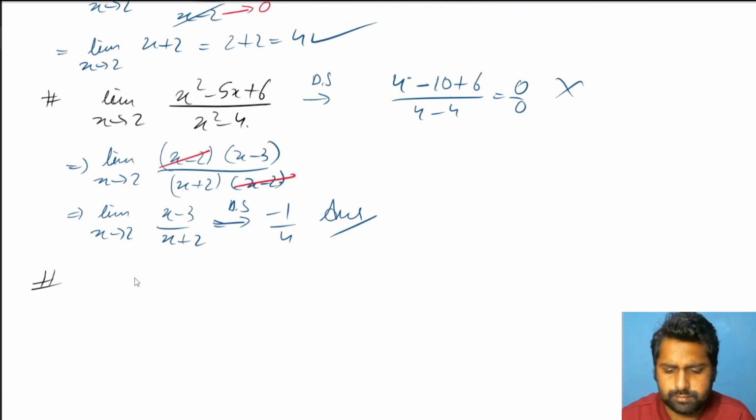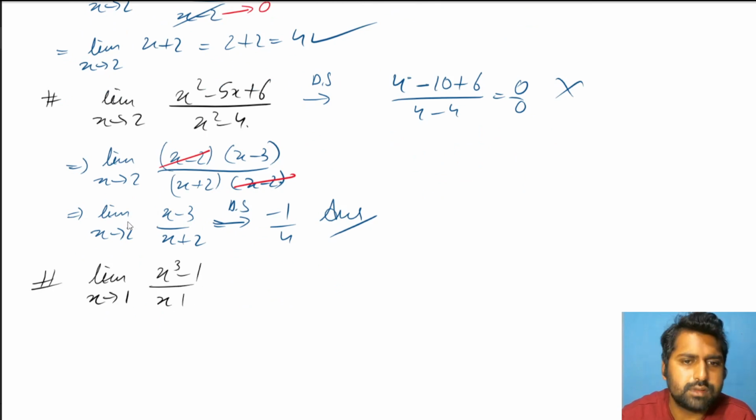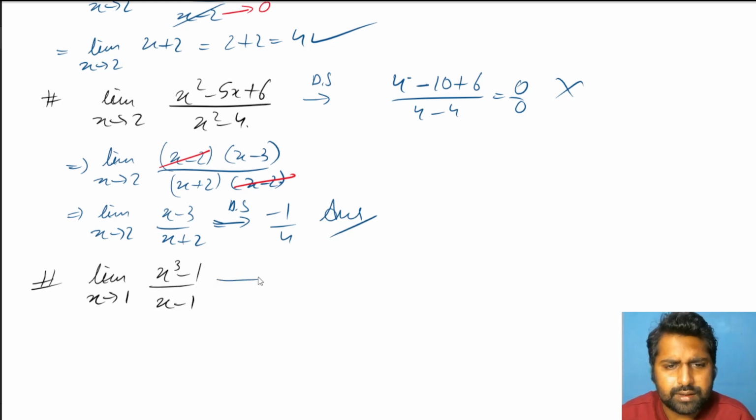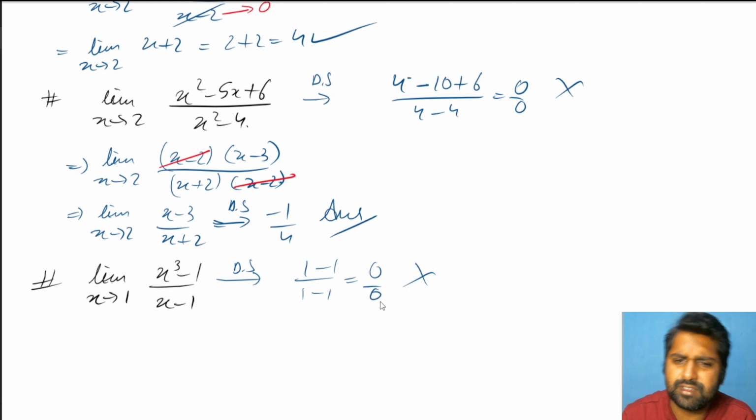Let's see one more. Limit x tends to 1, (x cube minus 1) upon (x minus 1). Okay. Now for this, again direct substitution: 1 cube is 1, minus 1, upon 1 minus 1, that's 0 by 0. Again it is failing. Okay, so let's do factorization.